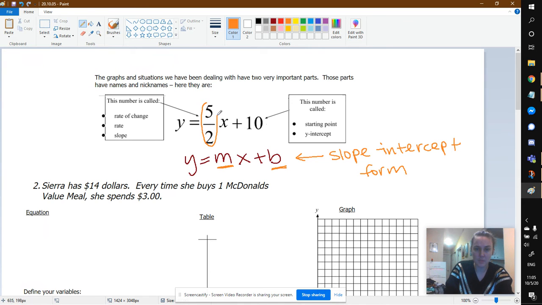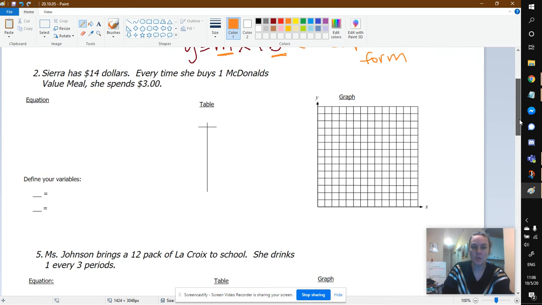So the m, aka our slope, is our rate. It's our rate of change. It's the thing we're adding every single time to make it linear growth or linear decay. All right, and then the other number is our starting point or our y-intercept. It's the number that kind of anchors our equation and it hits the y-axis. Okay, and we'll see that when we're making equations down here.